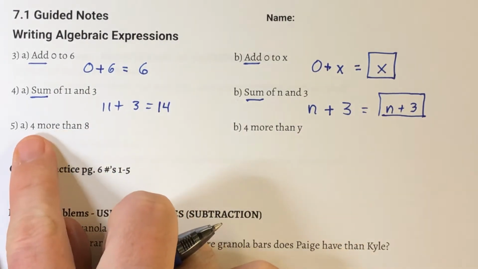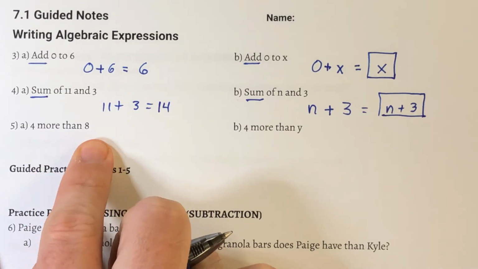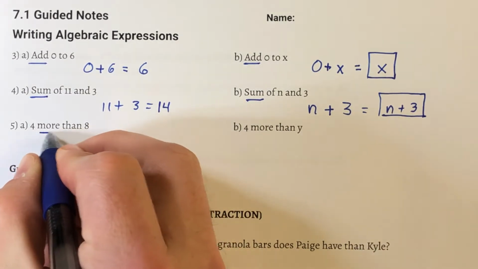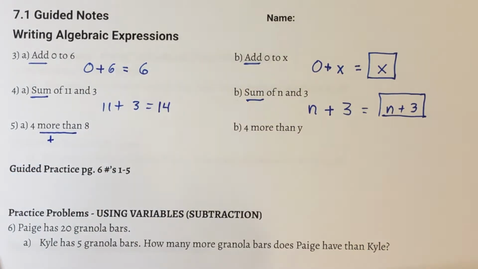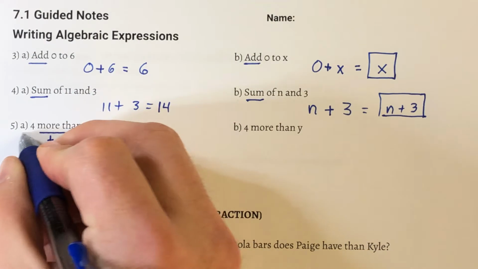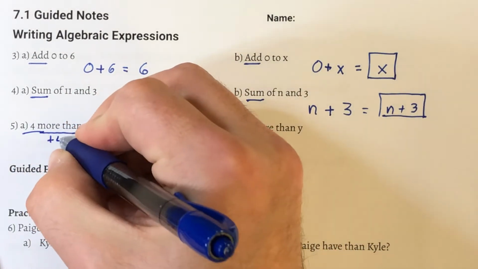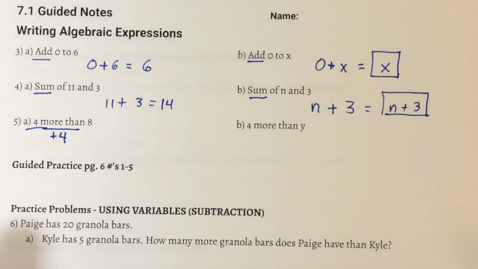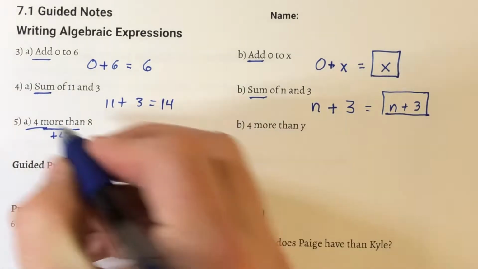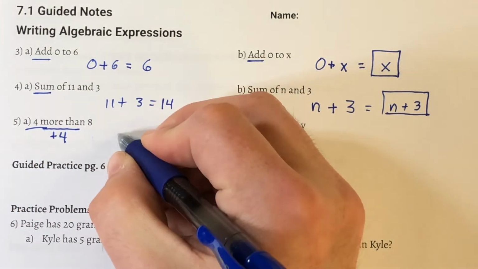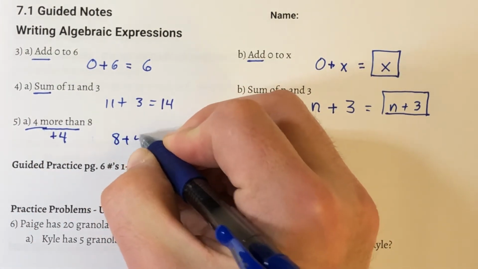Third example, 4 more than 8. So it uses the term more than. More than means you're going to add. How much more than? 4 more. Like if I wanted 4 more cookies, I'm going to add 4 cookies to my plate, right? Not like 20 because it says 4 more. Not 8, 4 more. So what are we going to add 4 more to? 8. So we're going to do 8 plus 4.